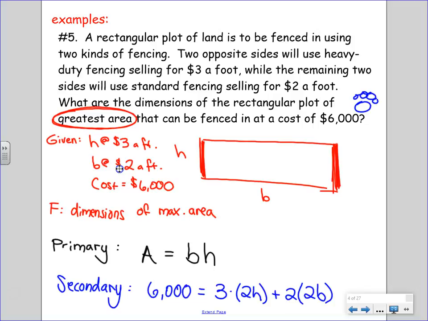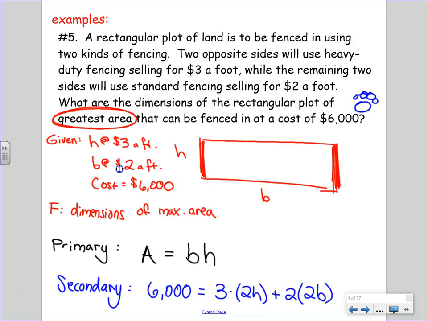We have a guy who's putting up fencing. And heavy-duty fencing is more expensive than the standard fencing. He's trying to fence in a rectangular plot of land. We figured out $3 a foot for this one. We drew a picture and labeled stuff. $2 a foot for that one. The total cost has to be $6,000.